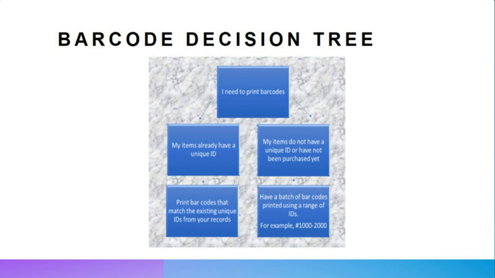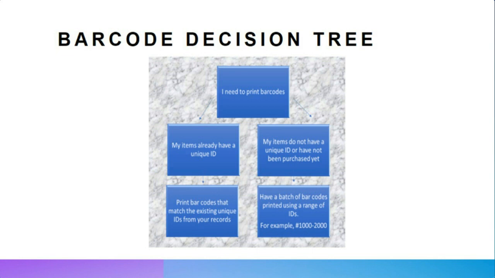Okay, so if my items already have a unique identifier, you'll probably want to print barcodes that match the existing unique IDs from your records. We don't want to generate another number, right? I want to generate a barcode and pull in the unique identifier, maybe that, again, is an asset ID or a serial number, into my barcode to associate it with that item.